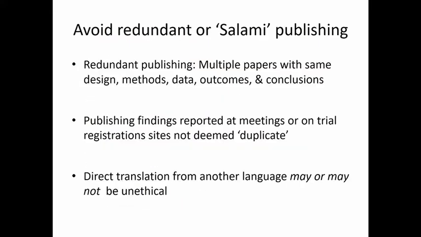Okay, the next one is avoiding salami publishing. So when you actually do a modern research study, an important conversation to have with all the authors is, how will we disseminate this work? Most research methods now are pretty complicated. It involves different specialties coming together. How will you disseminate this work?